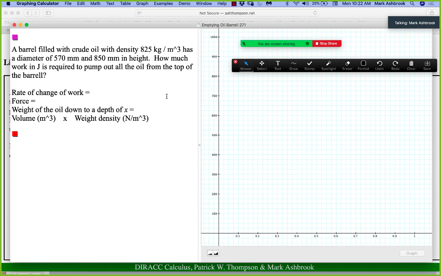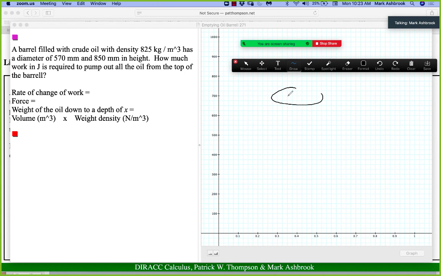Okay, so I made a little transition of equality here. The rate of change of work we know is force, right? And the force is going to be the weight of all the oil down to a depth of x. So let me draw the barrel here. It's all filled up with oil. And we're going to consider our frame of reference being the top, so x is going to vary from the top downward.